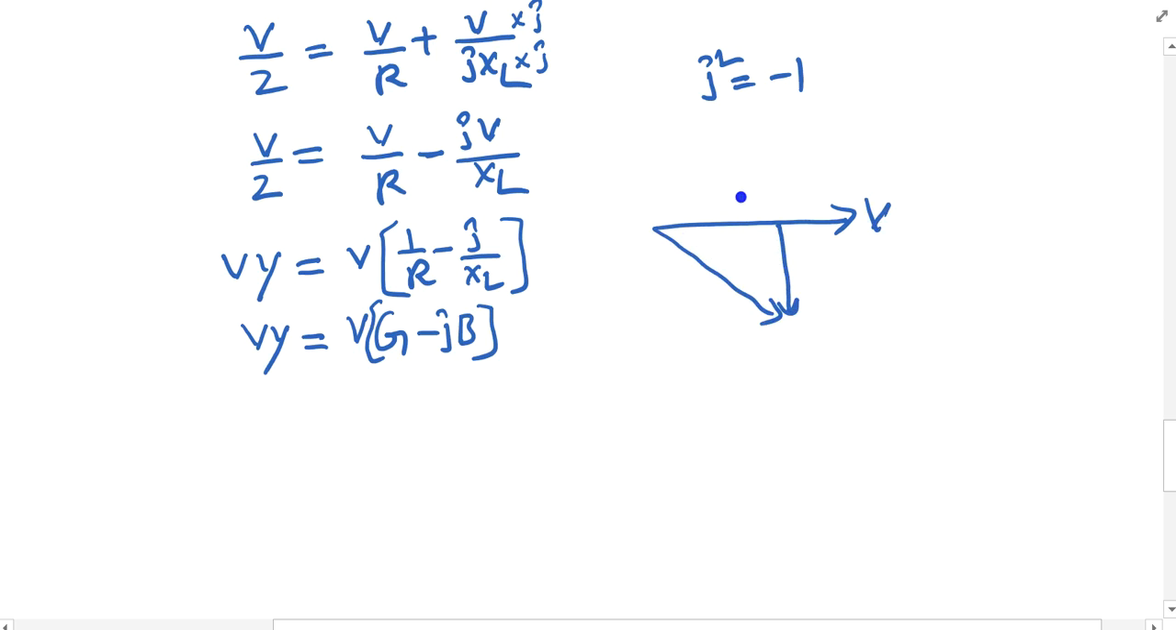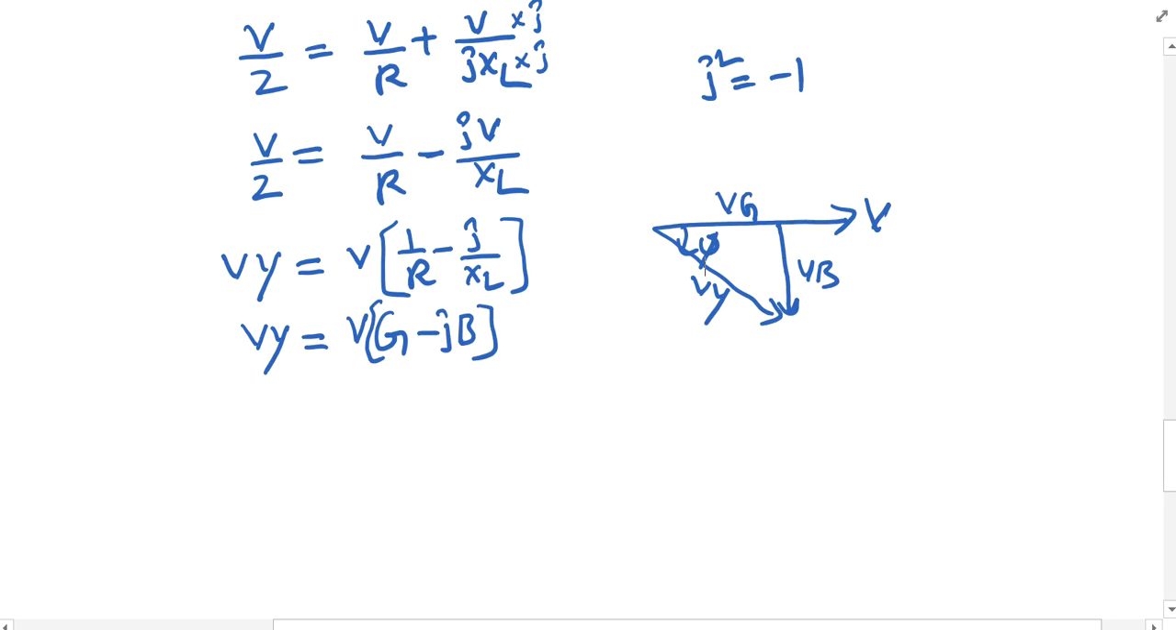So this is nothing but my IR, or you can say it is the VG, and this is my VB, isn't it? And this is nothing but my VY. So this is the phi. This is the phasor diagram or triangular waveform for this one.